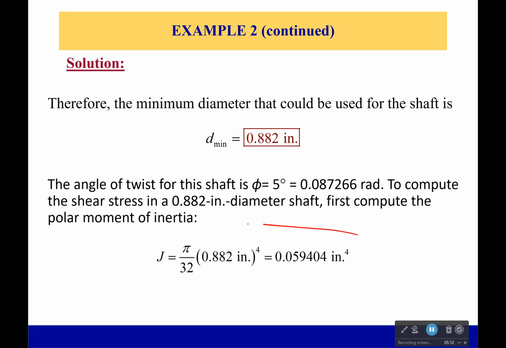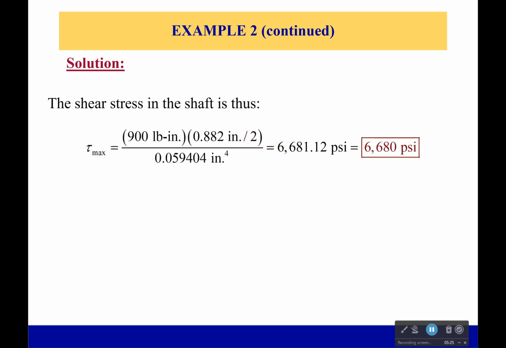Well, we have to calculate our polar moment of inertia again, which is going to be 0.882 inches to the 4th times pi over 32, which is 0.059404 inches to the 4th. If we plug that into our shear stress equation, being very careful with our units, we'll get 6,680 psi as our answer. So that's it.